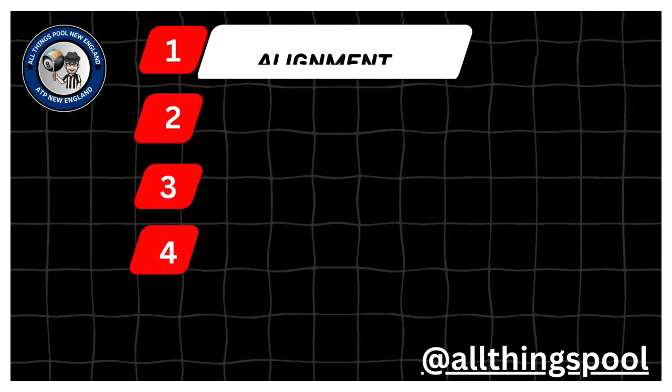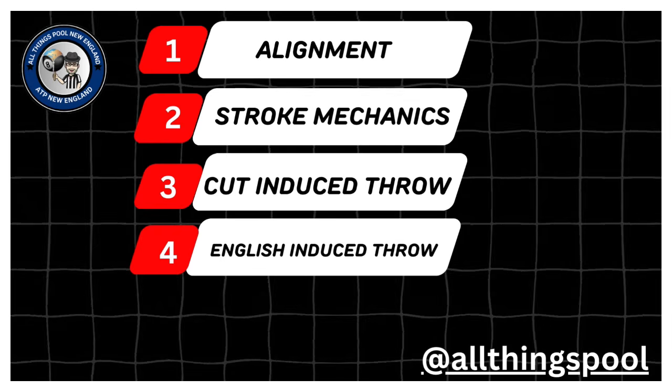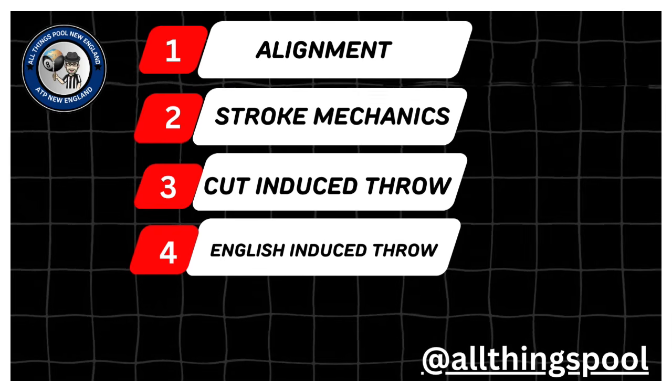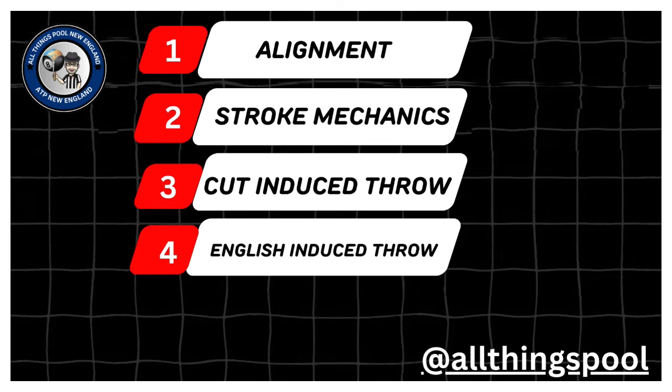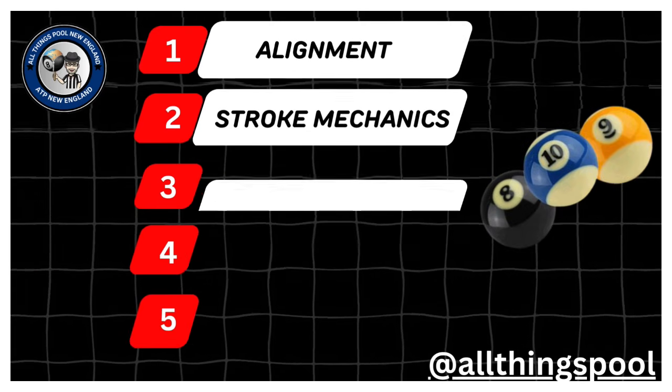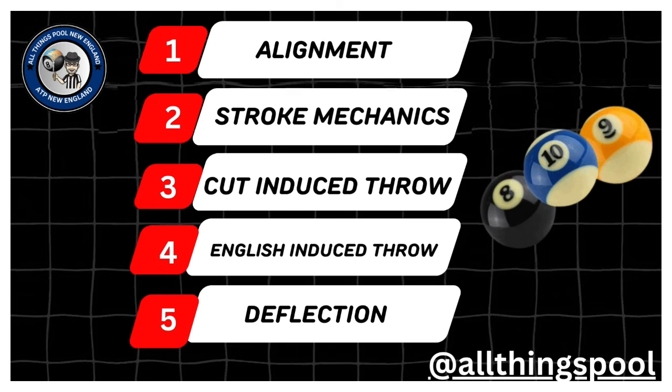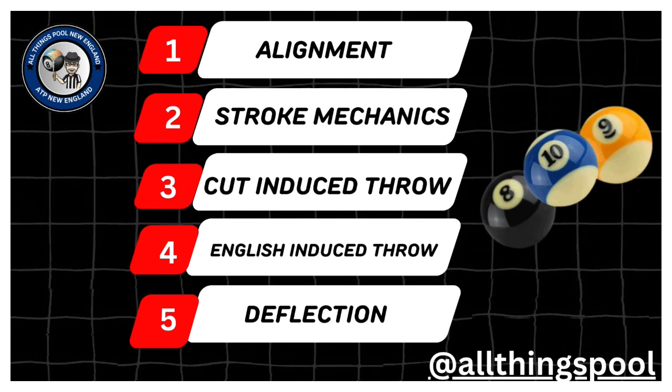Fourth, English induced throw. Every time we use English on the cue ball, left or right of the vertical axis, the object ball is thrown off its intended path. And fifth, deflection. Every time we use English left or right of the vertical axis on the cue ball, the cue ball is thrown off the shot line.